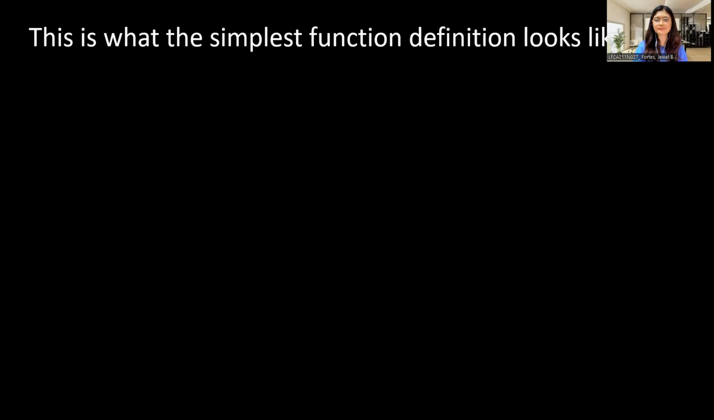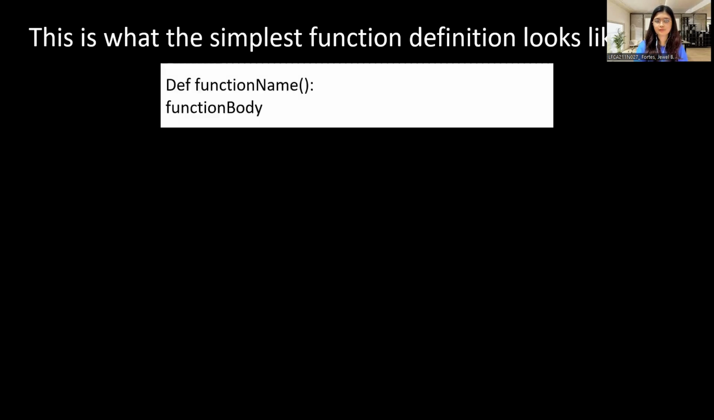This is what the simplest function definition looks like. This is one of the simplest functions: def, function name, function body. It often happens that a particular piece of code is repeated many times in your program. That's why we will use this function name.